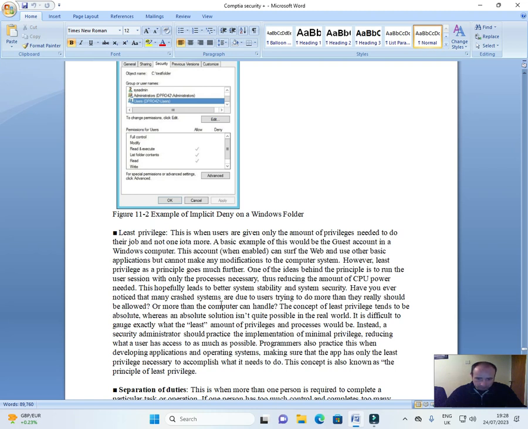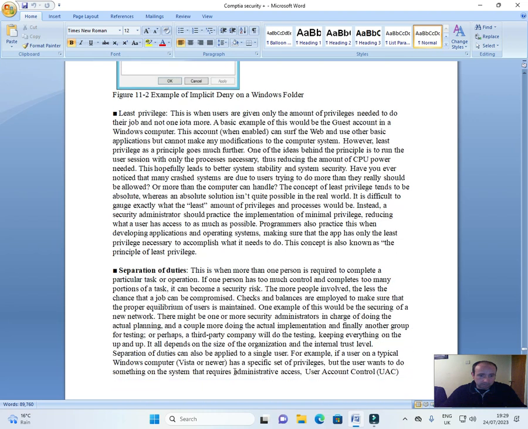However, notice that many system crashes are due to users trying to do more than they really should be allowed, or more than the computer can handle. The concept of least privilege tends to be absolute, whereas an absolute solution isn't quite possible in the real world. It is difficult to gauge exactly what the least amount of privileges and processes would be. Instead, a security administrator should practice the implementation of minimal privilege, reducing what a user has access to as much as possible. Programmers also practice this when developing applications and operating systems, making sure that the app has only the least privilege necessary to accomplish what it needs to do. This concept is also known as the principle of least privilege.